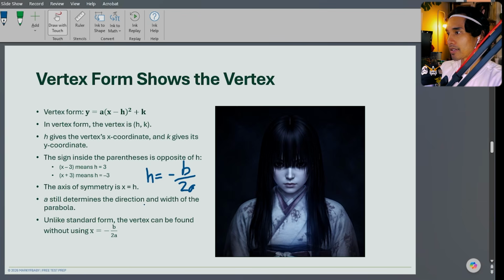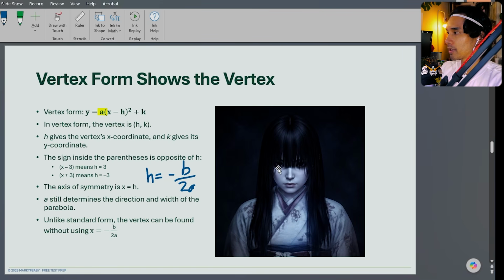a still determines the direction and width of the parabola, a, right here. And let me just use a highlighter. Maybe that's going to be better. Unlike standard form, the vertex can be found without using x equals negative b over 2a. Now remember, the vertex and the axis of symmetry are two different things.